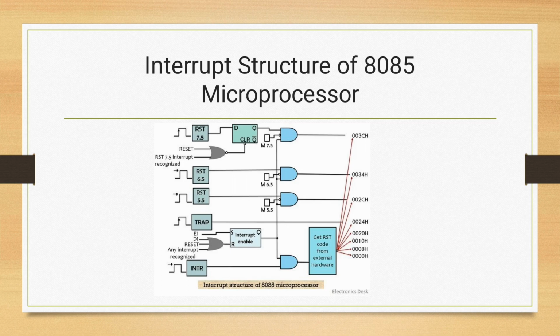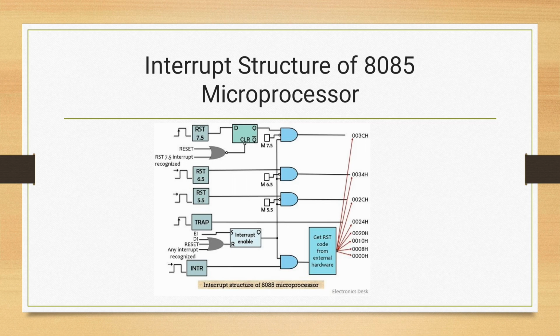So what do you mean by these priorities? After TRAP, the second highest priority interrupt is RST7.5, then RST6.5, then RST5.5, and finally the lowest priority interrupt among all of these is INTR. What do you mean by priority? Priority means, suppose RST7.5 and 6.5 are activated simultaneously. Which one will be selected by the CPU? It depends upon which one has the higher priority, and that one will be activated.